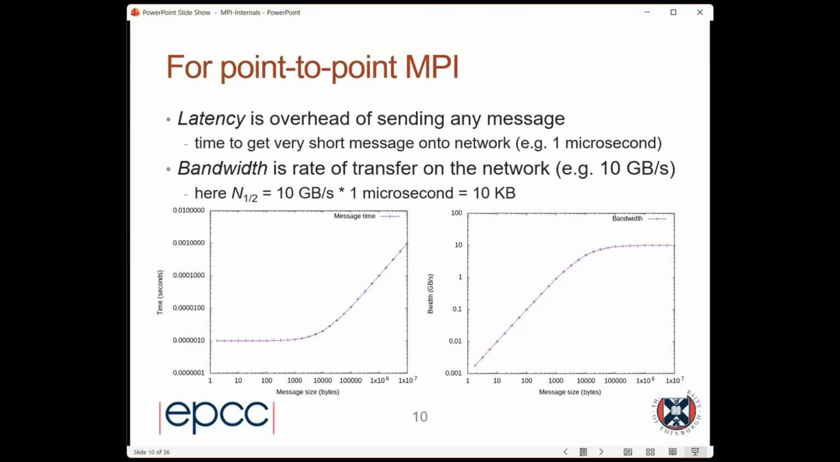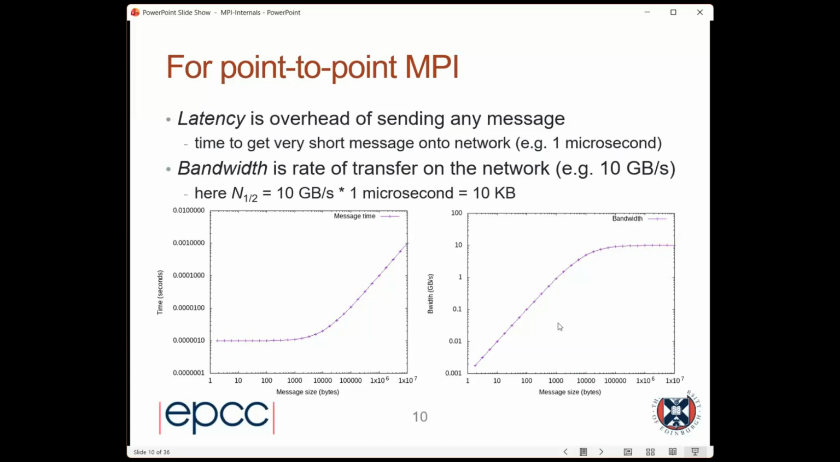Here I would say n-half, this message length, which distinguishes the small and large message behavior, is 10 kilobytes. And if you actually plot the time it takes against the message size, you will see at 10 kilobytes we go from constant time to rising time, and significantly above 10 kilobytes we start to approach constant bandwidth, which here would be 10 gigabytes per second.